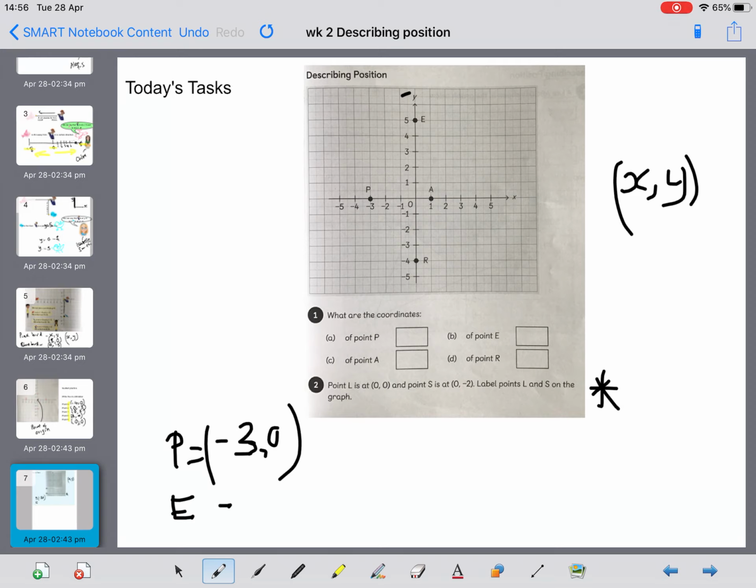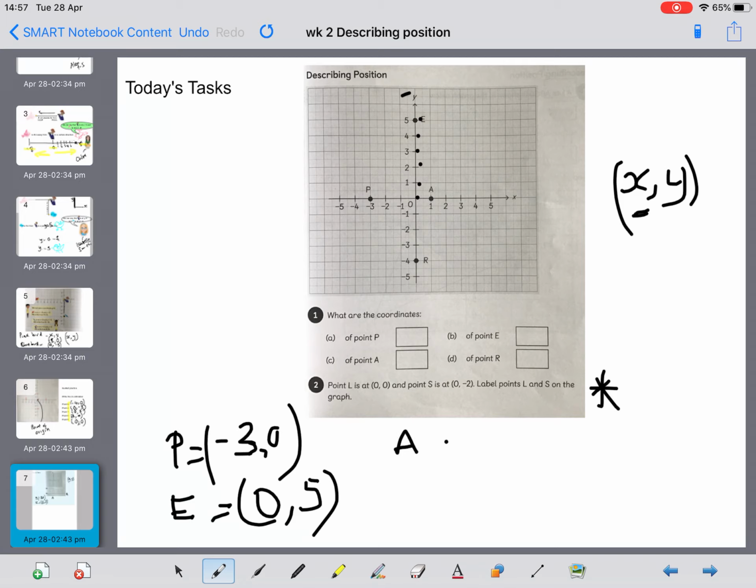Okay, E, where's E? There. So if we look at E, and we're looking first of all at the x coordinate, how far across is it? Well, it's not going anywhere across as it's stayed on the line. It's not gone to 1 or -1, so it must be on 0. And then how far up is it on the y-axis? It's 5.